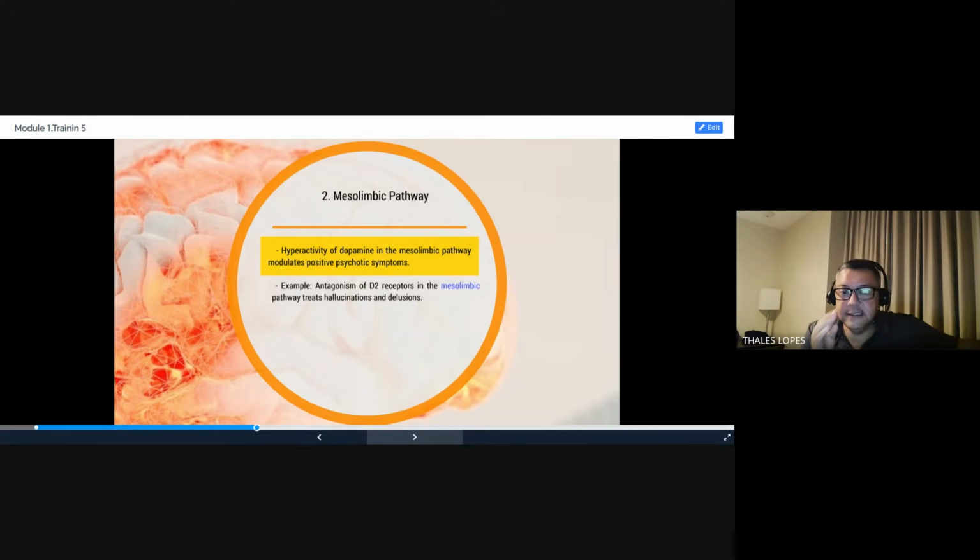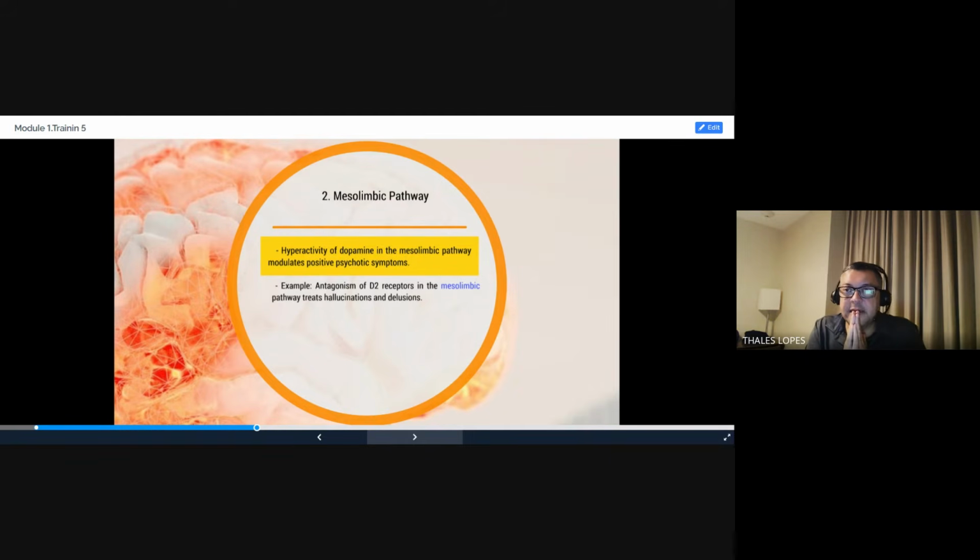Remember when I said there are four dopamine pathways? The first one is the mesolimbic. It is postulated that a dopaminergic surge is responsible for the psychosis. So hyperactivity of dopamine in the mesolimbic pathway is postulated to be responsible for psychotic symptoms, for psychosis.